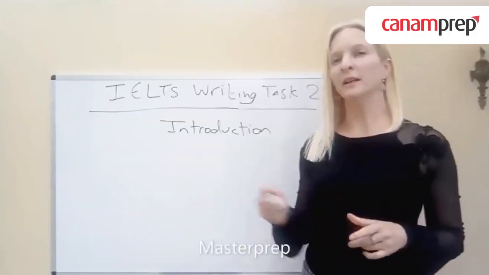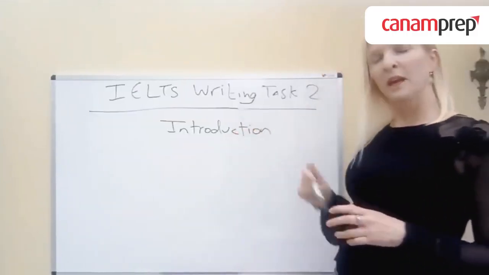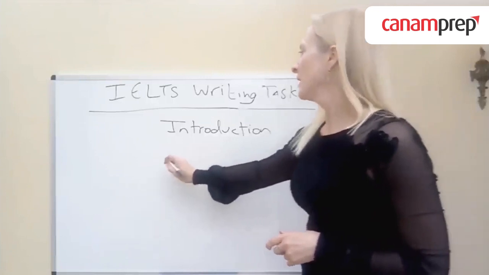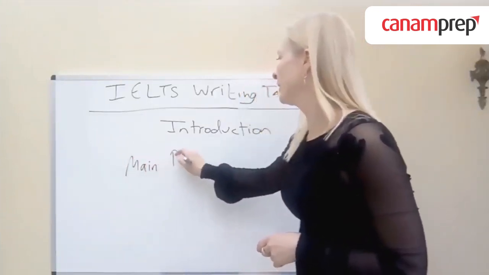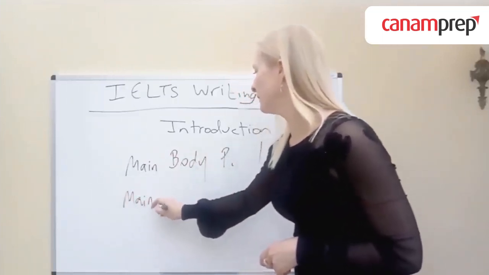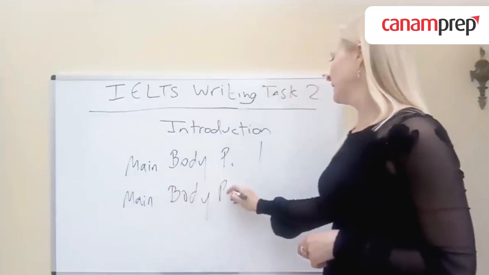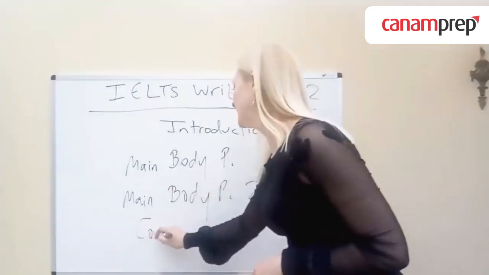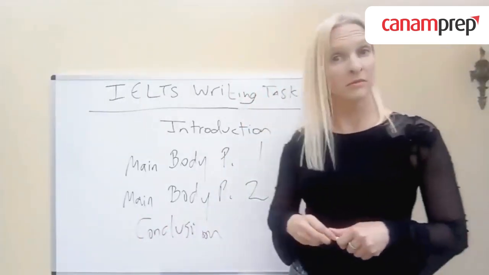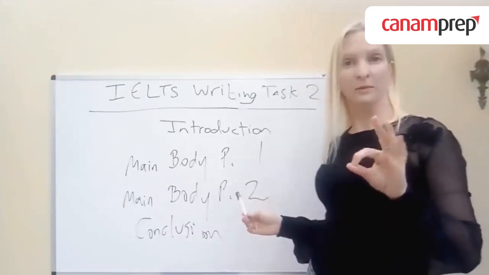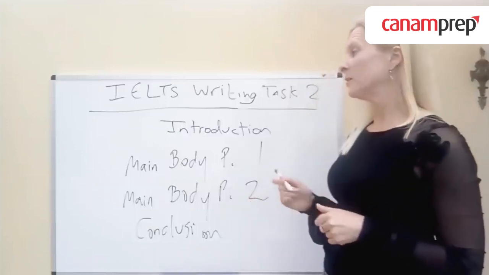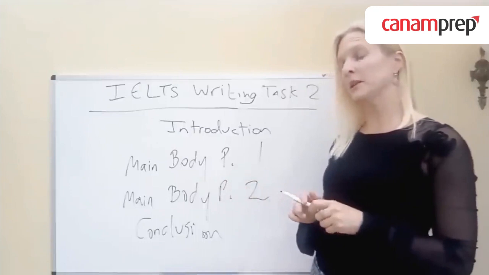So the structure for IELTS writing task 2 is an essay, and the structure is we have an introduction, then we have main body paragraph 1, main body paragraph 2, and then finally we have the conclusion of the essay. So that's it. It's possible that you will have 3 paragraphs, so it really depends on your essay and what you will talk about, but generally 2 paragraphs should be sufficient.